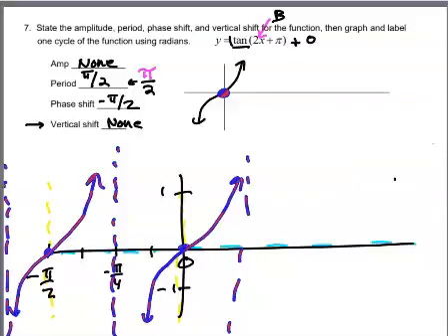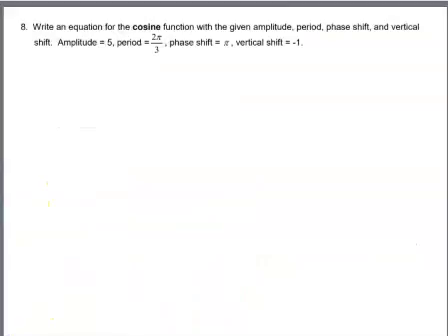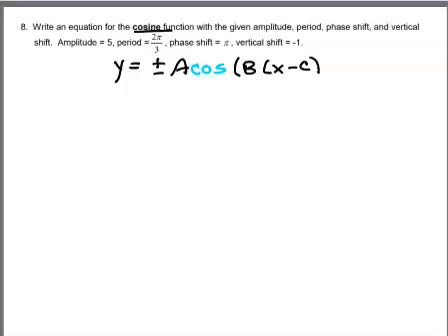All right, and then one more on this video, just to end this page, we're writing an equation. So this is what our typical equation looks like. We're going to put plus or minus because we don't know if it's positive or negative. It can be sine or cosine. In this case, we're supposed to write cosine. So we'll go ahead and do cosine here, and then it is B x minus C plus D. And we basically just plug it in.